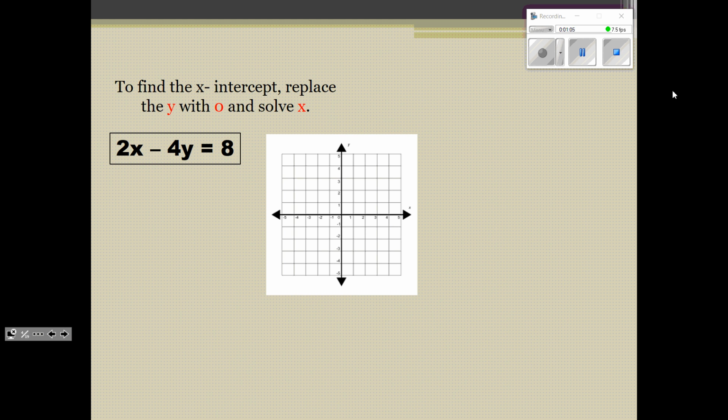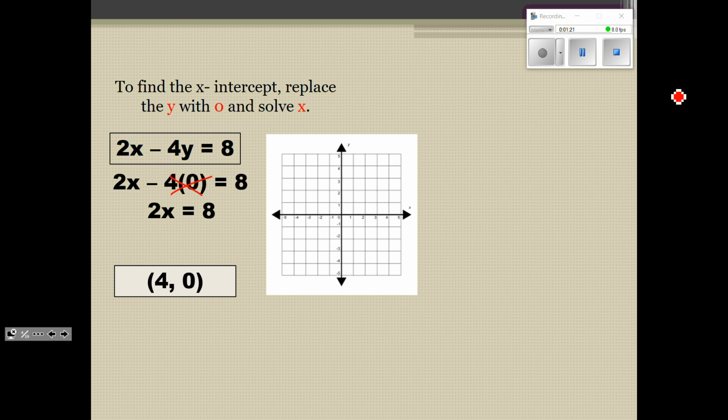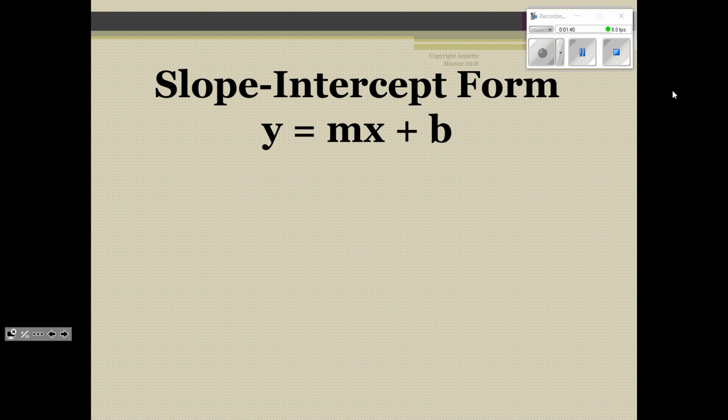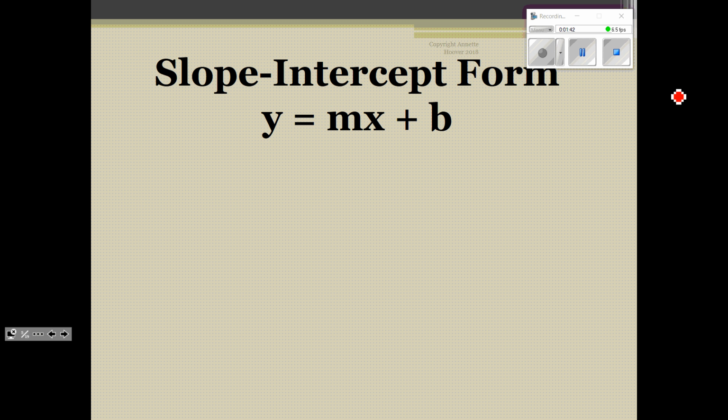We also graphed by finding the x and y-intercept. And as a review, to graph by finding the x-intercept, we plugged in 0 for y. When you do that, the y basically goes away. You solve for x, and that gives you an ordered pair of 4, 0. If we plug in 0 for x, we will solve for y, and that gives us the ordered pair 0, negative 2. So again, this is just review, reminding you of what we did in our last unit. Today we're going to be learning a third way to graph using the slope-intercept form.